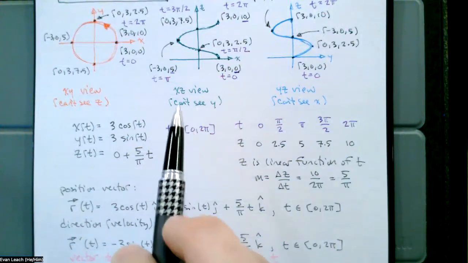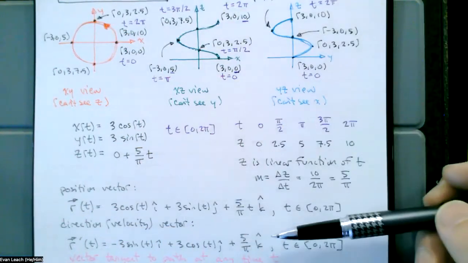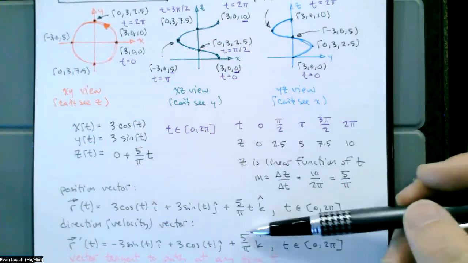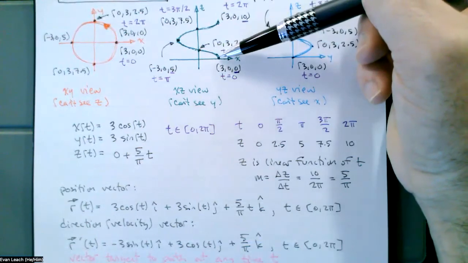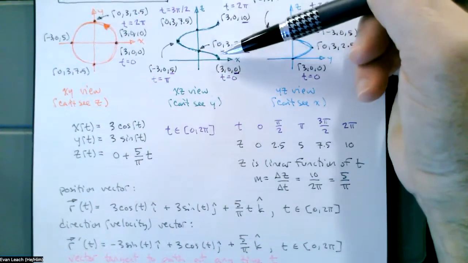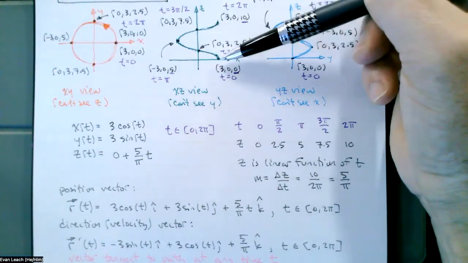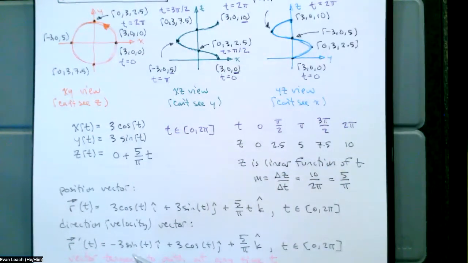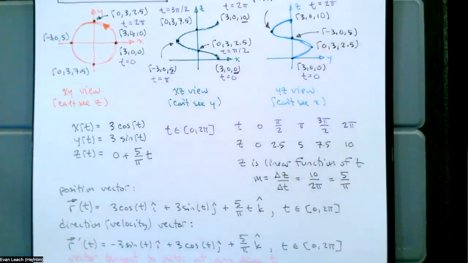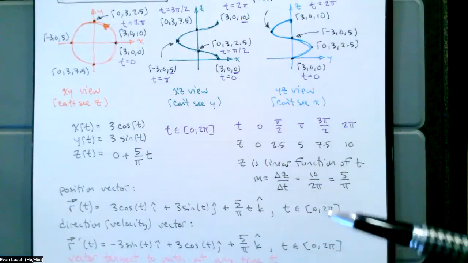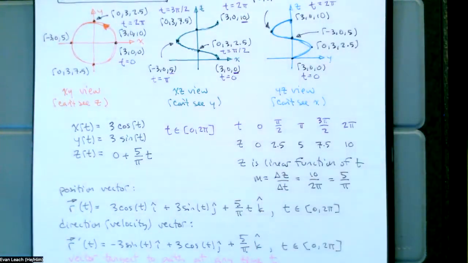Note that in our xz view and our yz view, up and down, we can see z increasing at a constant rate. So our velocity vectors, our tangent vectors here in the xz, in the x direction, things are going to be changing. It'll look like -3 sine t, because that's the derivative of the cosine. But in the z direction, we will always have a vertical component of 5 over pi.